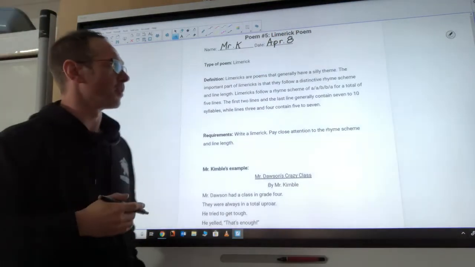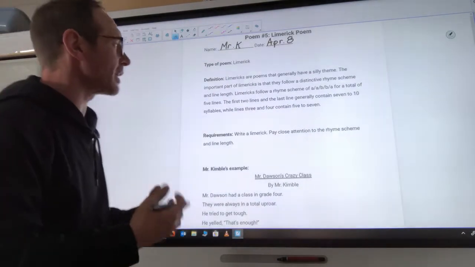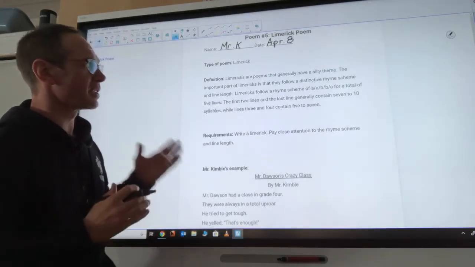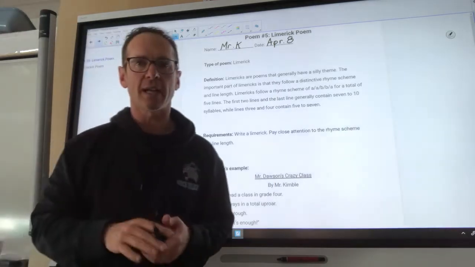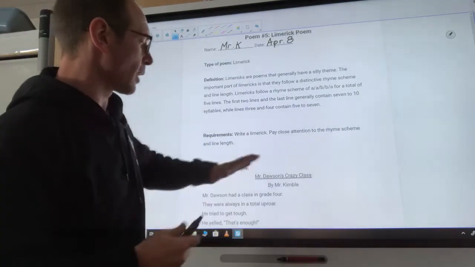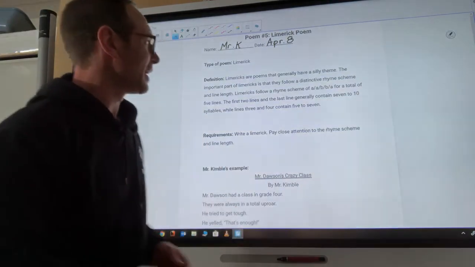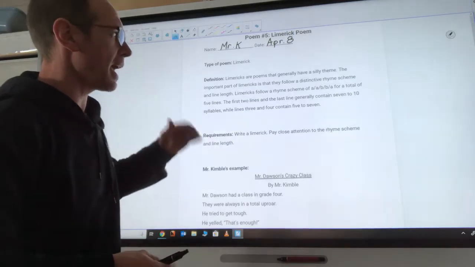Now, limericks are poems that have kind of a silly theme usually. Usually they're about something kind of funny. But the important part about them is that they follow a distinctive rhyme scheme and line length. So rhyme scheme means the right lines have to rhyme with the proper lines. In this case, the rhyme scheme is A, B, B, A.